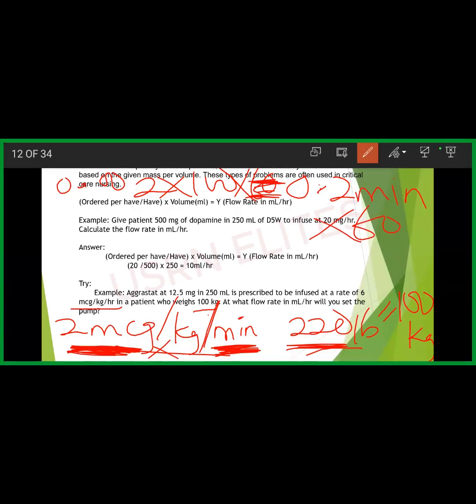So always check the prescription given to you. If the question had wanted the answer in mils per minute, then fine. But the question wants the answer in mils per hour. So you have to make sure that whatever conversion you are doing here, at the end of the day, you are getting per hour, not per minute. So it is something you have to watch for. That's why inspection is the key.